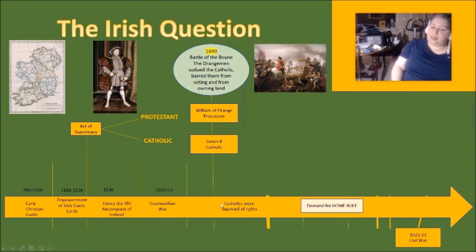So from this moment on, from 1690 till very recently, Catholics in Ireland were deprived of civil and political rights.